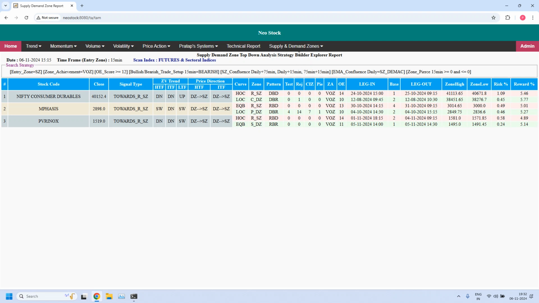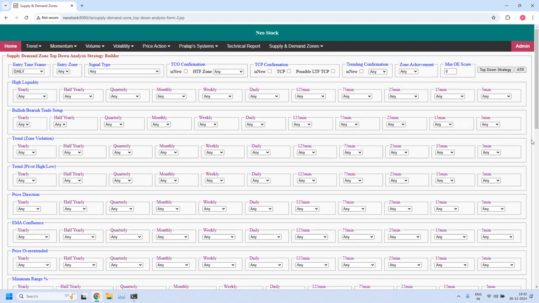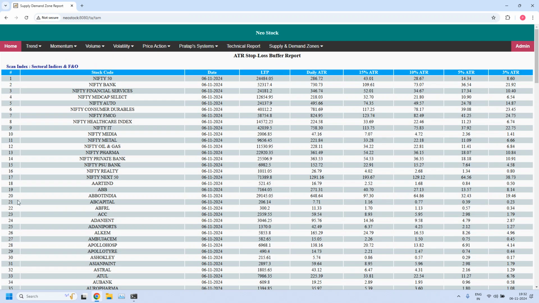Okay. Next, let us generate the stop buffers based on daily ATR. The first 17 in this list are indices, and the remaining are all equity stocks listed in F&O. I am scrolling the list down. Whichever stock you want to refer to, please pause the video there.